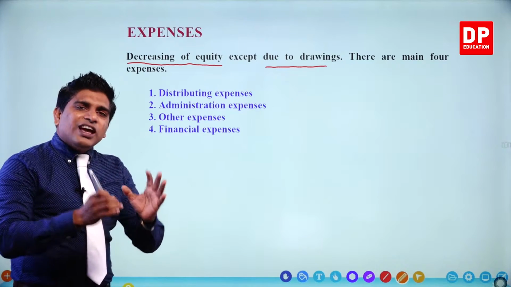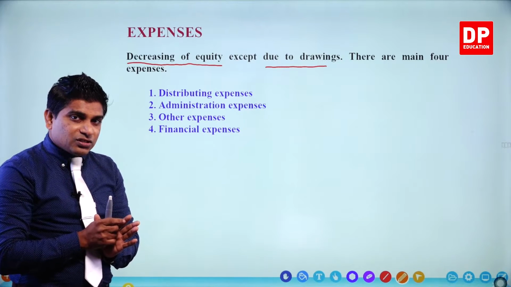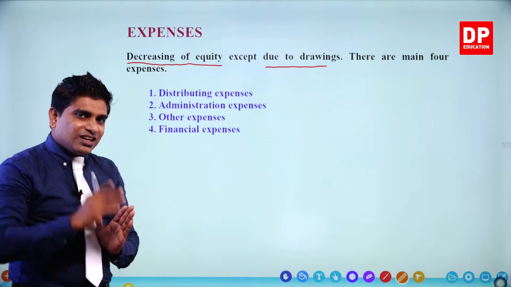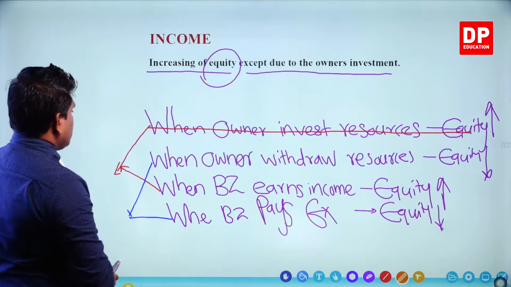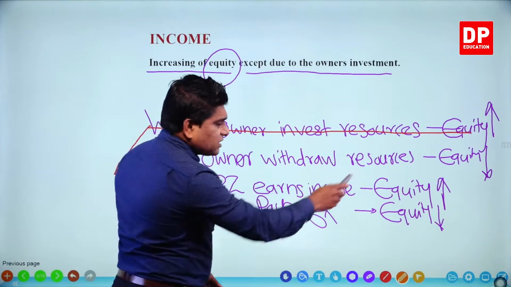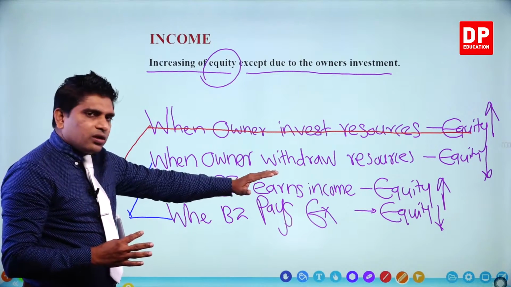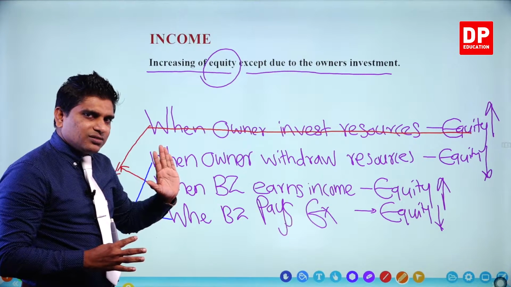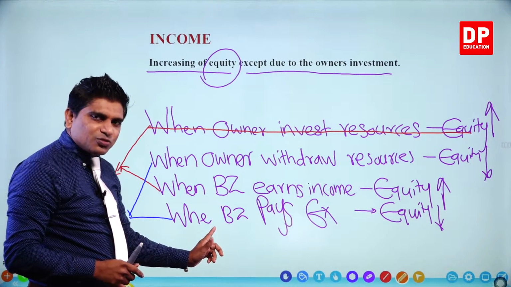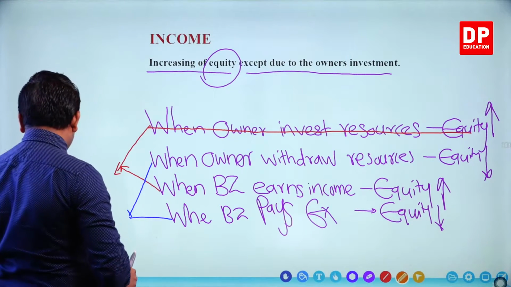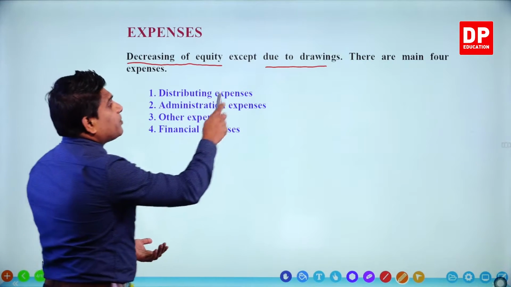It says your equity decreases, but no drawings impact, then definitely it should be what? Expense. See here, when owner withdraw resources, equity decreases. But when we give the definition, we say no, not the drawings. Then what is that? It is the paying expense. Right? Now, I think understood. Decrease in equity except due to drawings.